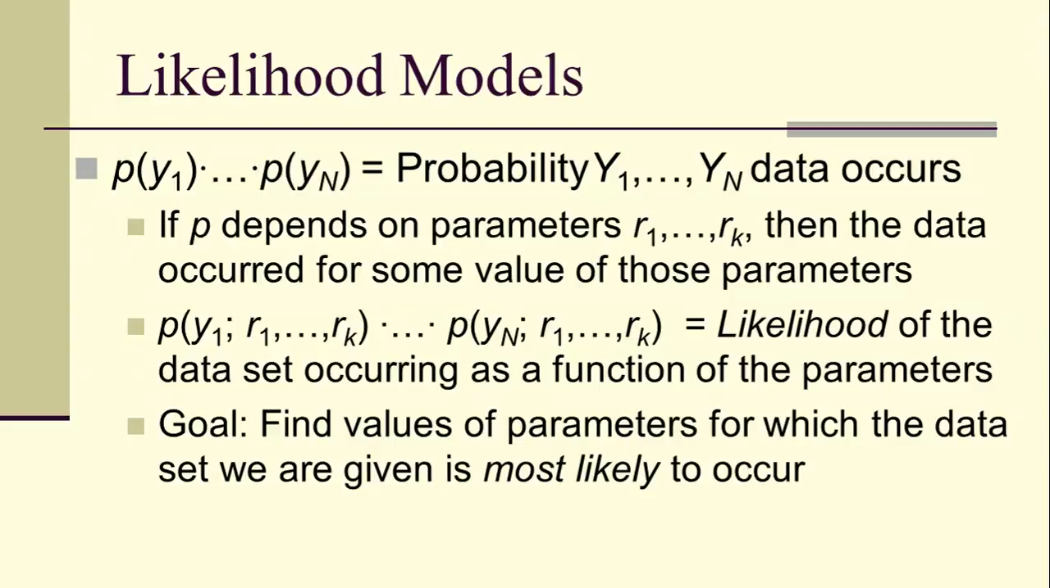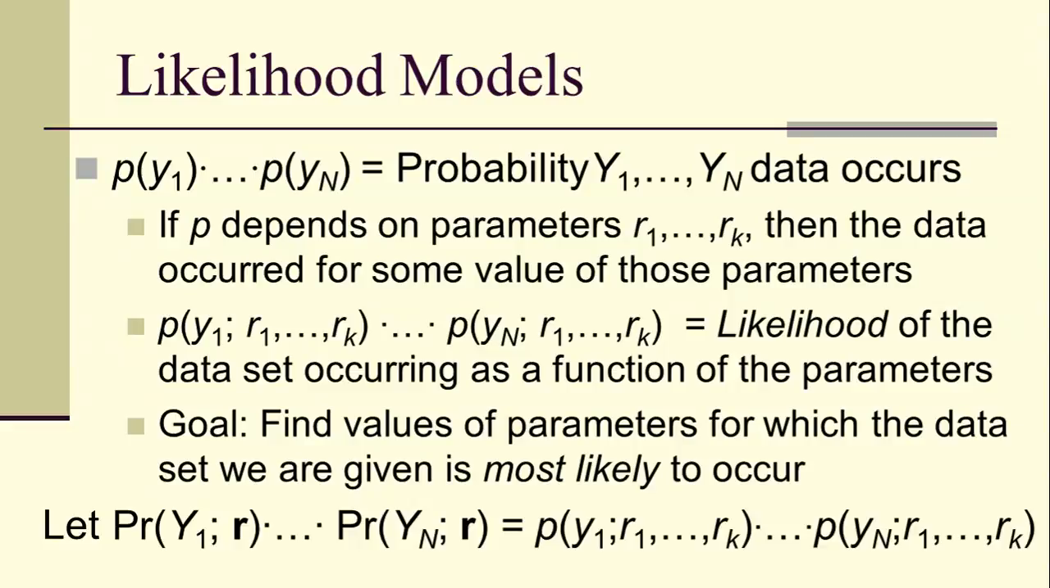And our goal is to find the values of the parameters for which the data set we are given is most likely to occur. So what value of the parameters would imply that the data set we have was most likely to be produced by this model? So some notation, we're going to let capital P_R of y1 given boldface r, up to P_R of y sub n, semicolon boldface r, substitute in for our longer p(y1 with parameters) up to p(y sub n with parameters) notation.